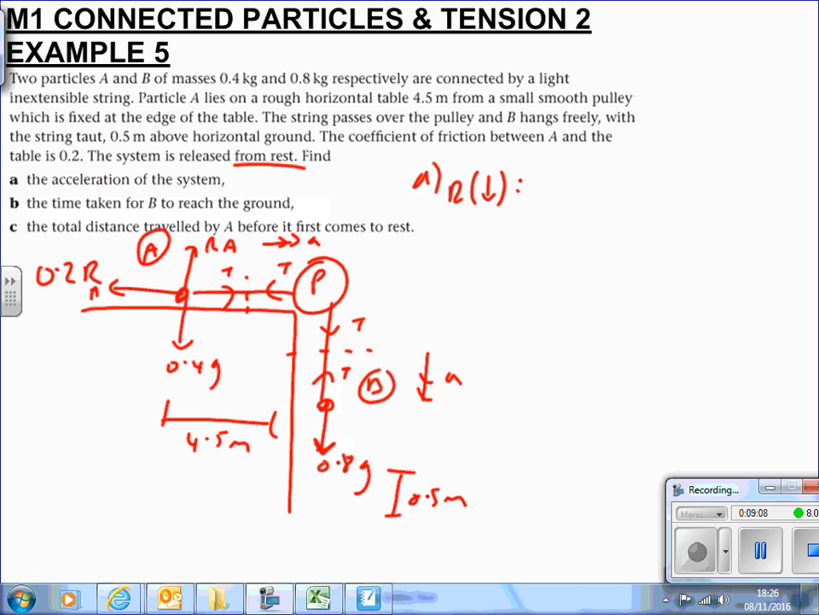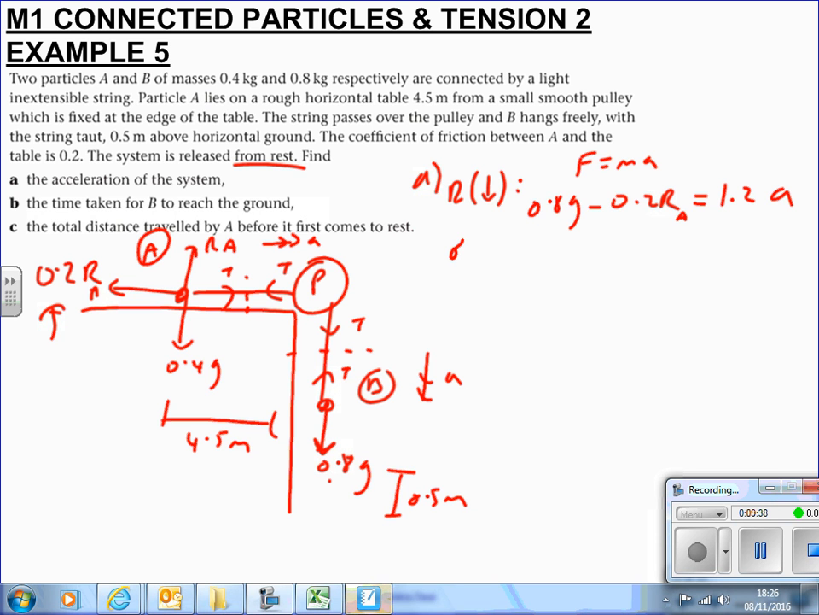So resolving down, total force going down, you can see from the diagram, is 0.8 g. What's resisting it? Well, the friction at A is resisting this thing, so 0.2 R. And this equals, because we're doing F equals ma, our total mass is our 0.8 plus our 0.4, so this is 1.2. And then we've got our a, which we don't know. We need to know what this RA is though, don't we?